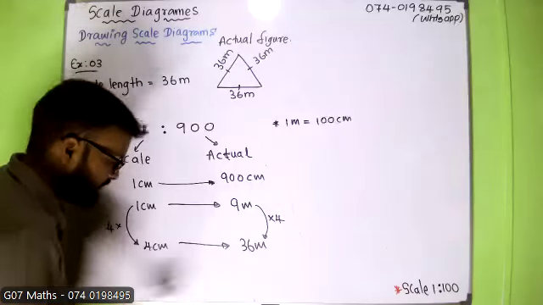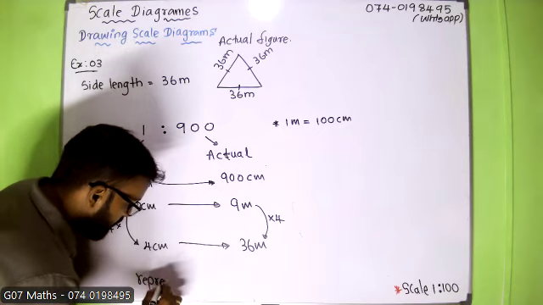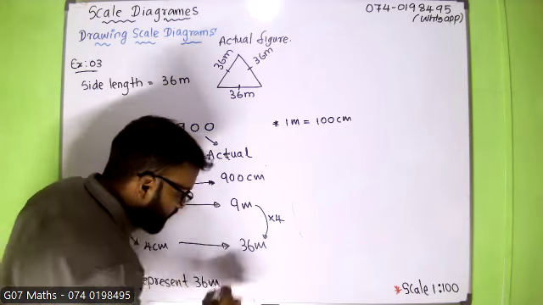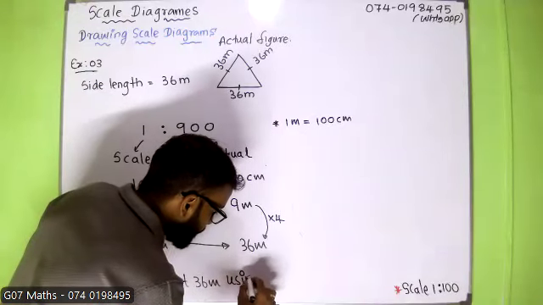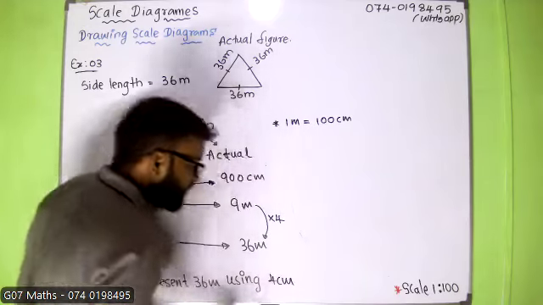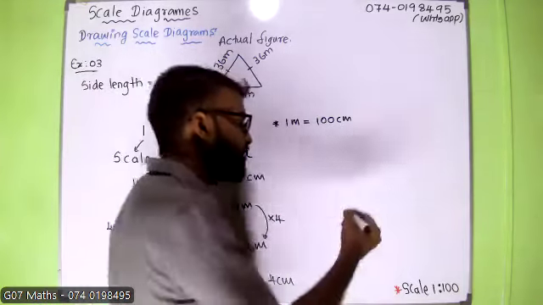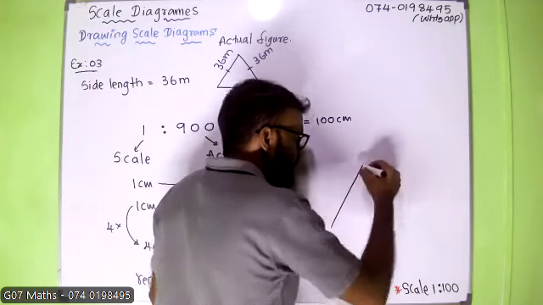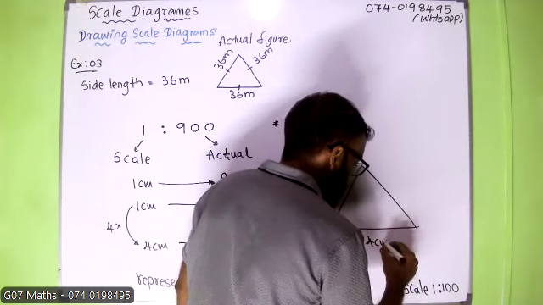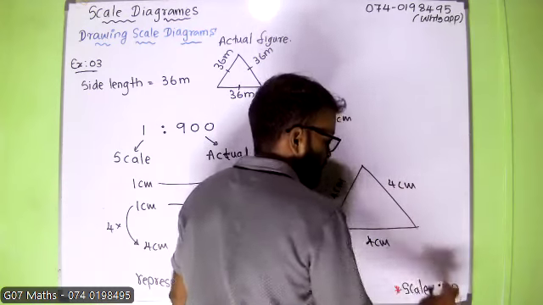So if you want, you can write this. Represent 36 meters using 4 centimeters. And so now you can draw the figure. Take your ruler and draw an equilateral triangle like this. 4 centimeter, 4 centimeter, 4 centimeter. This side is 4 centimeters. This side is 4 centimeters. And this side also 4 centimeters.